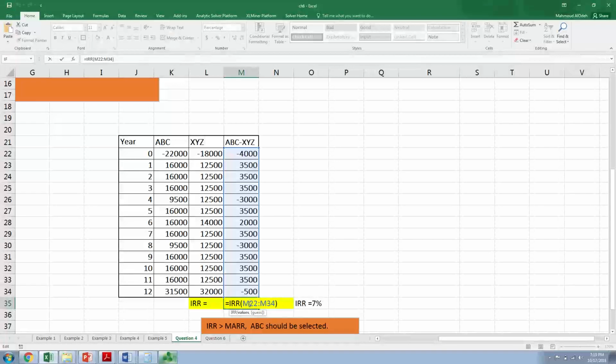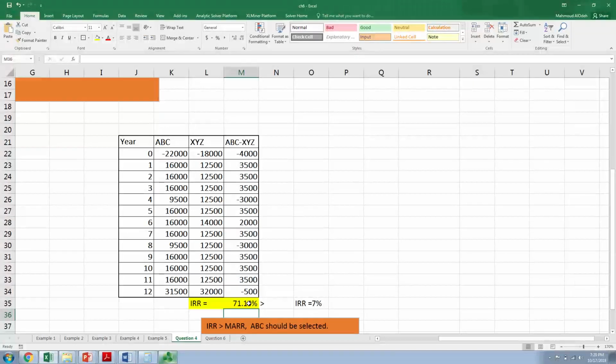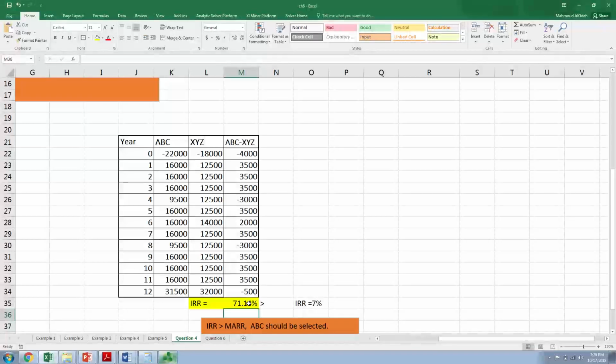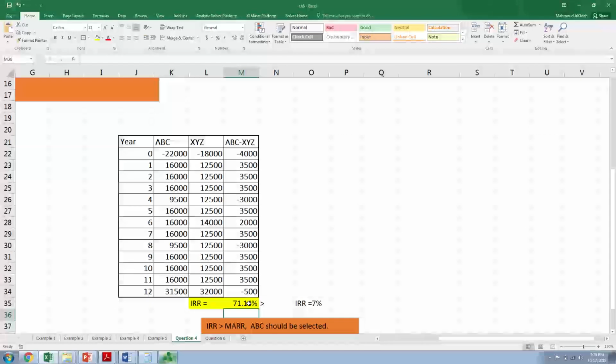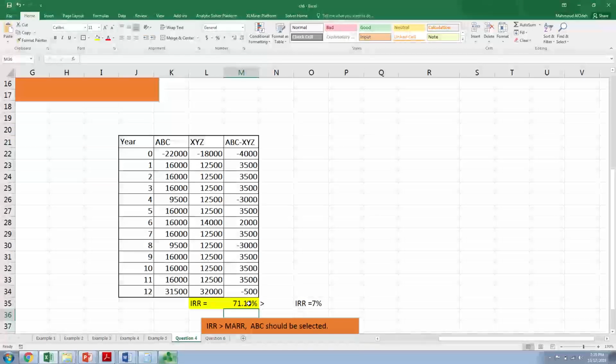And this is just the incremental analysis. This number, the one that we got here, 71%, doesn't mean anything. There's no way to make a conclusion based on the 71. It's just a criteria that we use in the incremental analysis to compare it with a minimum attractive rate of return or minimum acceptable rate of return.